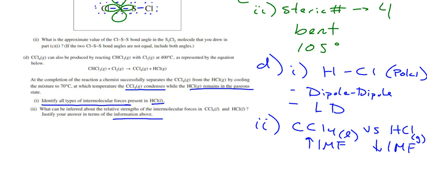So when they're just asking about strength, now you just have to say it. Because this is a liquid, it's more attracted to the other molecules of CCl4. And that's why it has a stronger amount. Okay, so that is that. All right, we're going to transition to the next one.